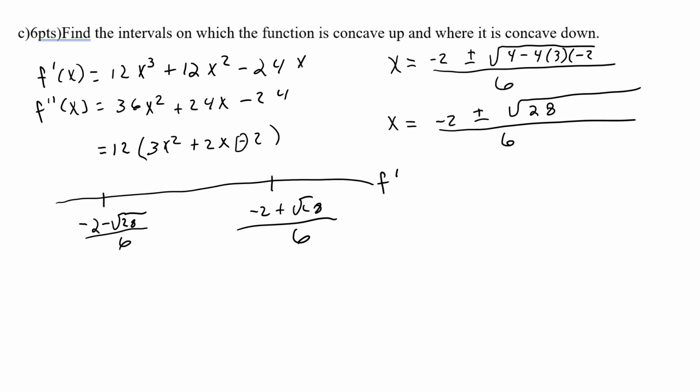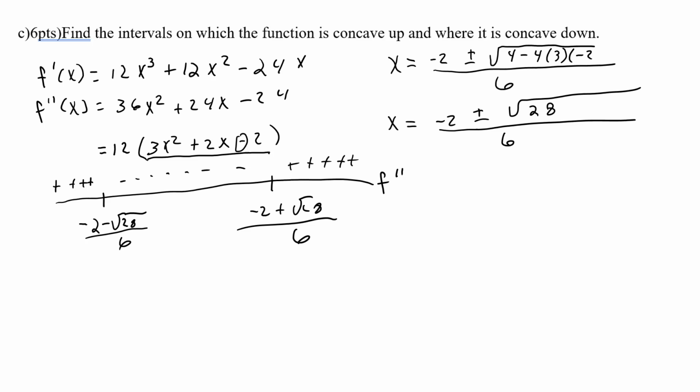And you're going to make the sign chart for the second derivative. Find the intervals on which the function is concave up and where it's concave down. What tells you whether a function is concave up or concave down is the sign of the second derivative. Right? Now, just by looking at this, you should know that the graph of this is a parabola that opens up. So as you move further and further to the left, it's going to be positive. And as you move further and further to the right, it's going to be positive. And so in the middle, it's going to be negative. And so there's the sign chart.